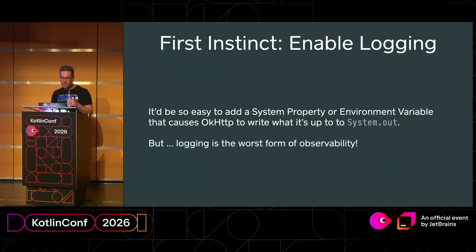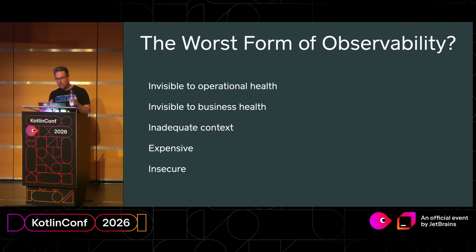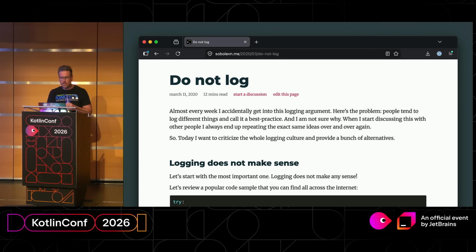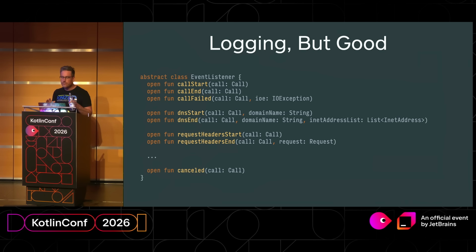All right, so the first instinct when we're building something like observability is just, let's just add some logs. I think logging is the worst form of observability. It's invisible to operational health, business health. You never have the context you want. It's expensive. Does anybody here work for Splunk? Those people are driving very nice cars. And it's insecure, so anything you put in your logs is either PII or incomplete. There's this wonderful blog post, Do Not Log, and it should radicalize you. It radicalized me. Event listener is like logging, but good.